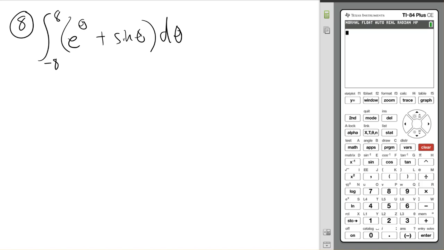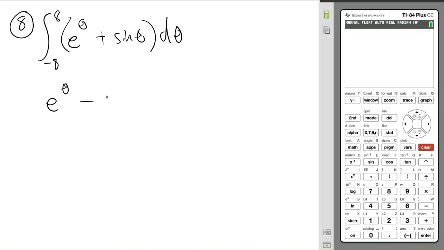Okay, so looks like the only thing that changes on number 8 is these numbers here, the -8 to 8. So now that I've got those set up, I'm ready to integrate this because the derivative of e to the x is e to the x. So e to the theta is still e to the theta, it's just a different variable.